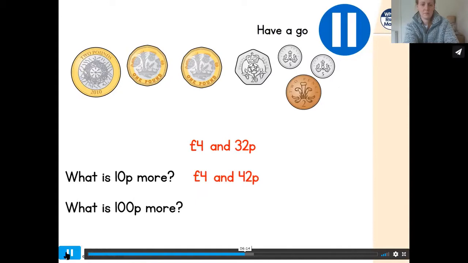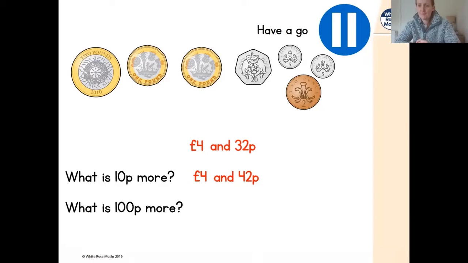What about if we had 100 pence, and I want to add 100 pence to £4 and 32 pence, the amount that we started with? So can we add 100 pence to £4 and 32 pence? Again, pause the video. Okay, so we're adding 100 pence this time to the first amount, £4.32. What do we know? What's the key fact about 100p? Well done, it's the same as a pound.